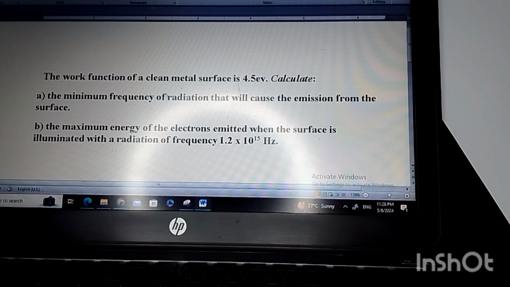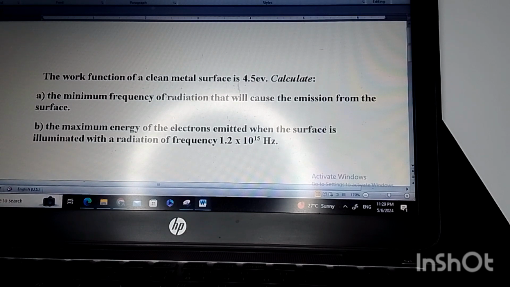The question reads: the work function of a clean metal surface is 4.5 electron volts. Calculate A, the minimum frequency of radiation that will cause emission from the surface. B, the maximum energy of electrons emitted when the surface is illuminated with a radiation of frequency 1.2 times 10 to power 15 Hertz.